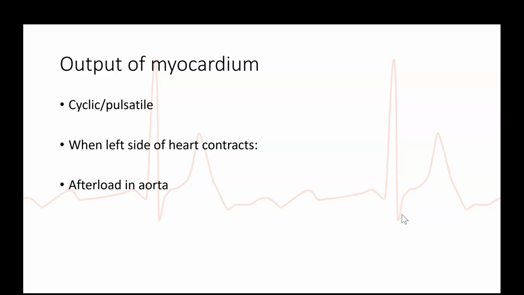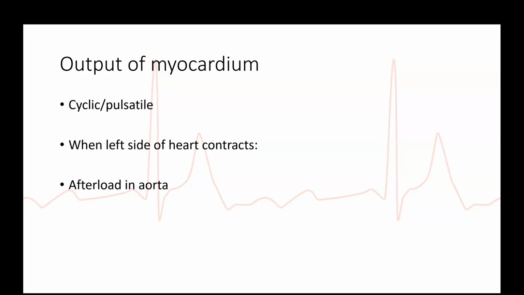All right, so when we talk about output of the myocardium, it is cyclic or pulsatile, right? So we eject, we relax, we eject, so it's kind of this noisy flow, so to speak. So it's up in a pulsatile fashion. When we're talking about a reference person, when the left side of the heart contracts, it will be at about 120 millimeters of mercury. The afterload in the aorta is about 80 millimeters of mercury. This can actually rise up to 115 millimeters of mercury during high intensity exercise.